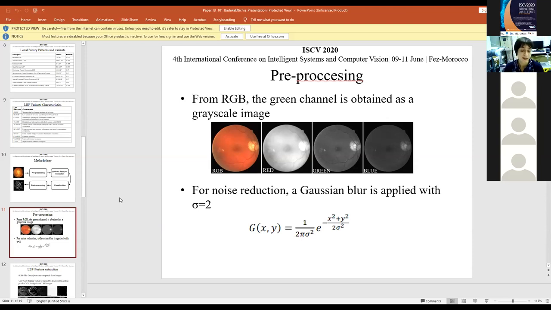One other challenge we had to address was noise reduction, because initially we performed only this simple pre-processing step, and we had noise present in feature extraction and also in prediction. So that's why we perform a Gaussian blur with sigma equal to 2. We chose this parameter after many experiments.